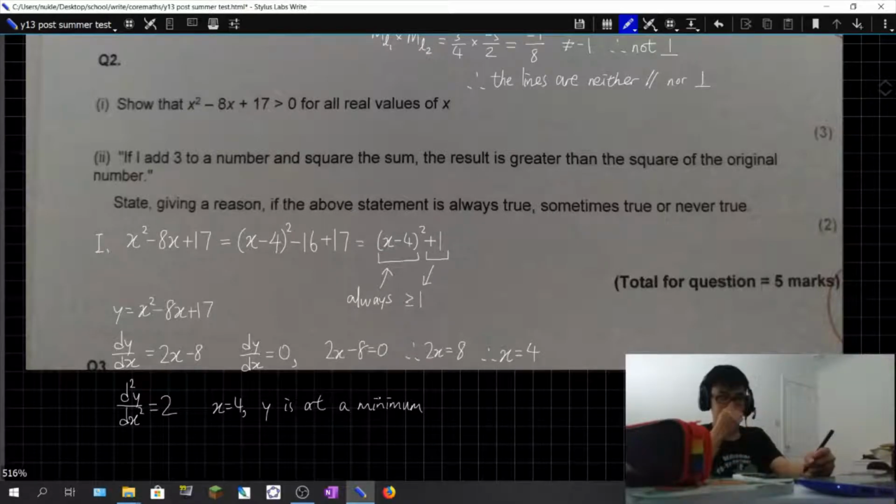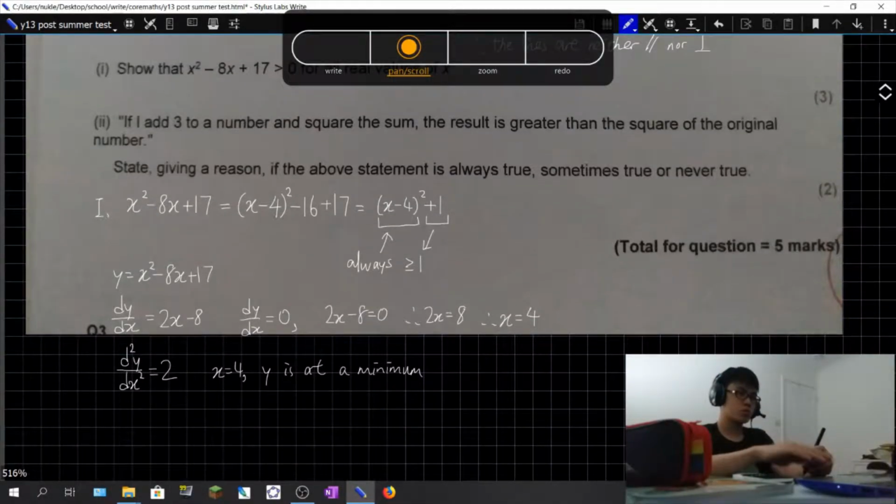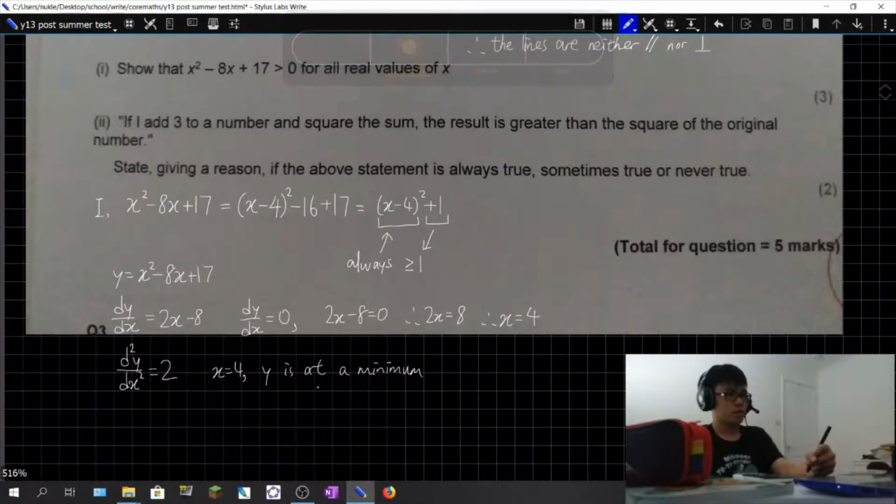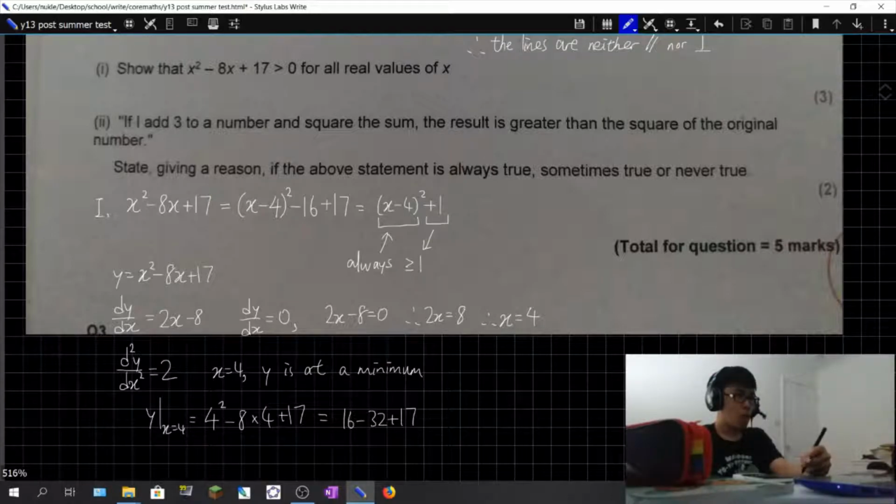Okay, and you want to prove that that minimum point is bigger than 0. So you just want to plug in x equal to 4 into that. So y, when x is equal to 4, is going to be 4 squared minus 8 times 4, and then plus 17. So that's going to be 16 minus 32 plus 17. So 16 plus 17 is 33. So that minus 32 is going to be 1, which is bigger than 0.